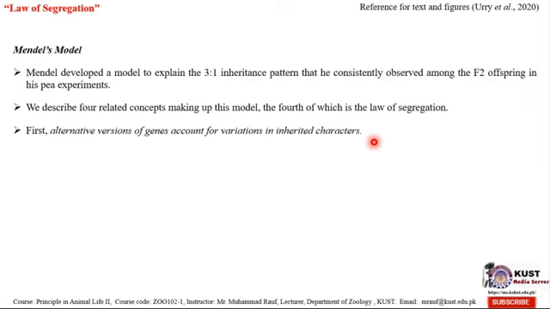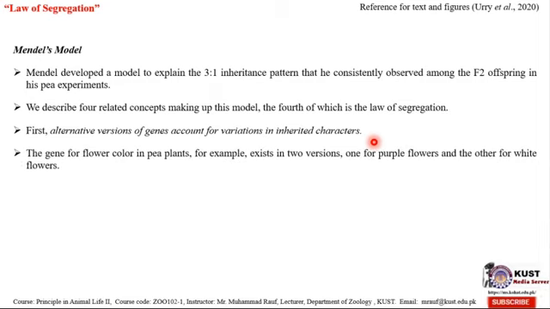In a particular individual, there can be a maximum of 2 alleles for a particular trait at a particular locus, but in a population there can be more than 2 different alleles for a particular location or locus. The gene for flower color in pea plants, for example, exists in 2 versions. One for purple flowers, which determines purple flower color, the other for white flowers, which determines white flower color. These alternative versions of a gene are called the alleles.